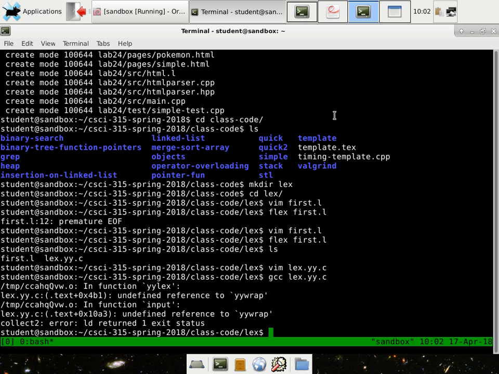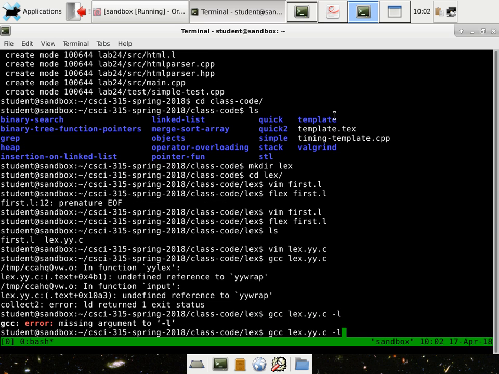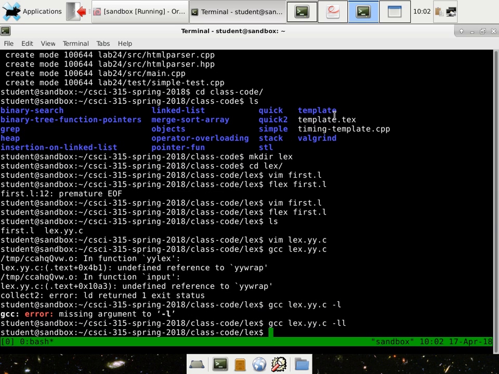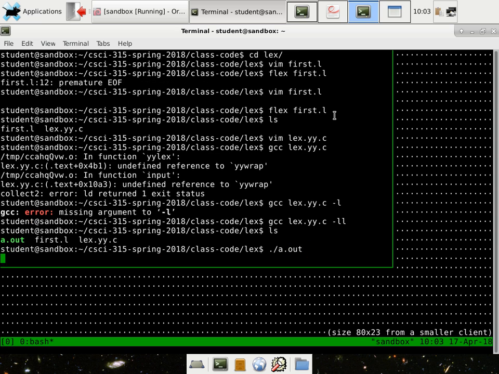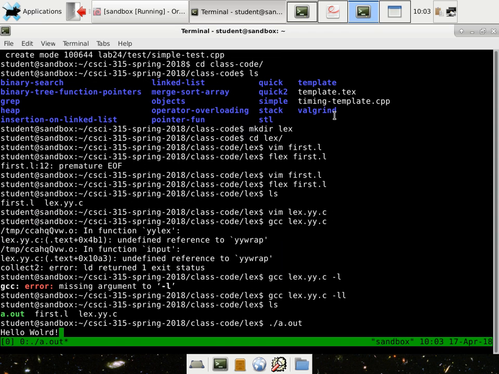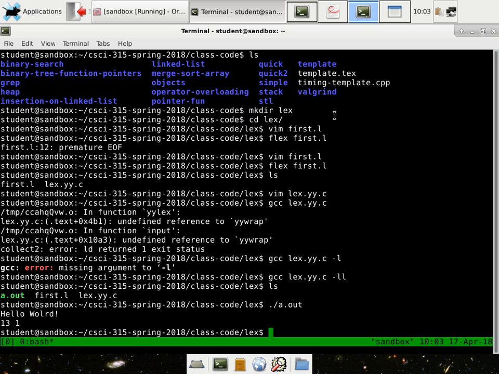Undefined reference to yywrap. That's because you're not including the library. So let's include the library, which is lex. And now it should produce an a.out. So if you actually run a.out, you type hello world, and then control D to end the program. So it says 13 characters, 1 new line.